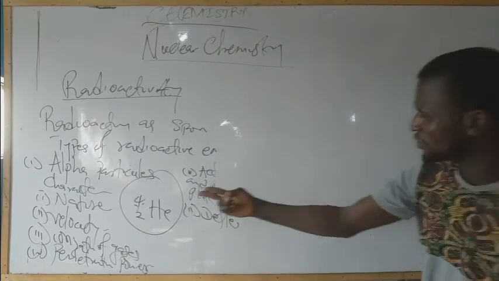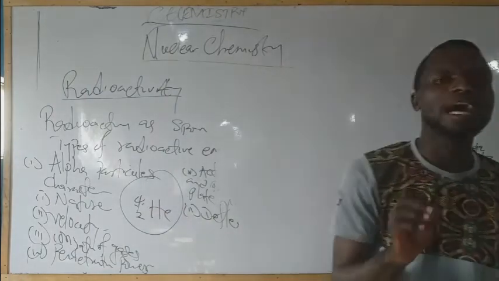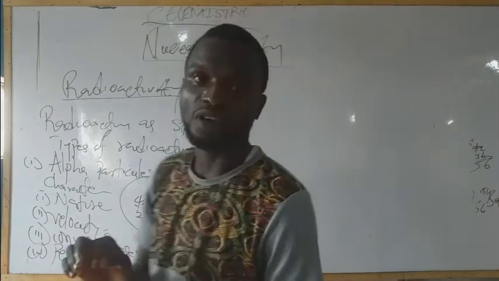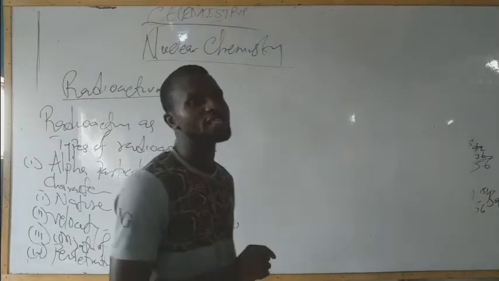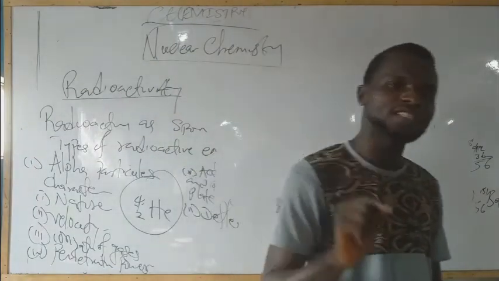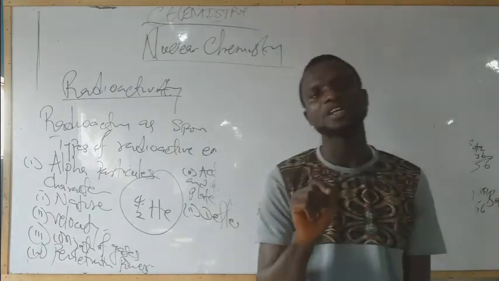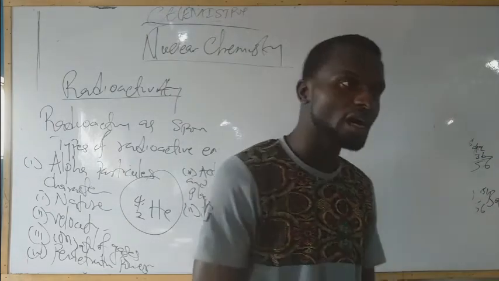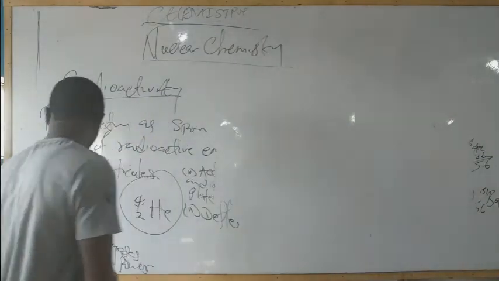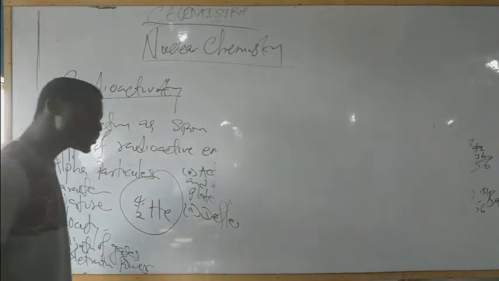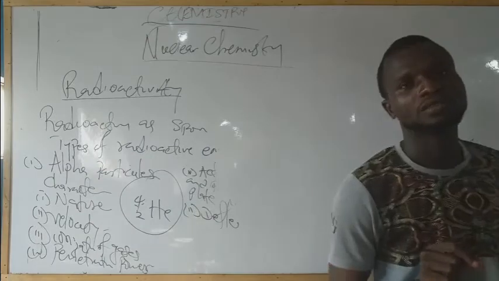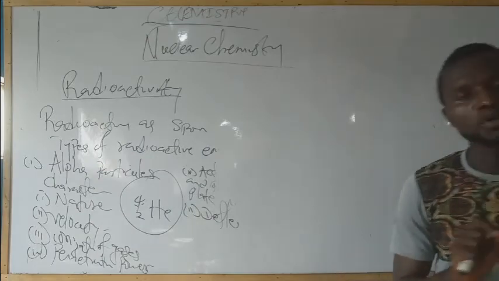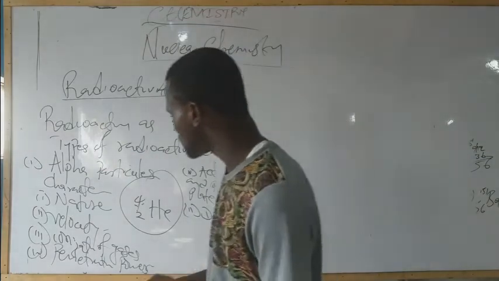Then, two, velocity. Gamma rays travel at exactly the speed of light, which is about 2.9997 times 10 to the power 8 meters per second, approximately 3.0 times 10 to the power 8 meters per second. Then we talk about ionization of gases. They produce the least ionization when they travel through air.